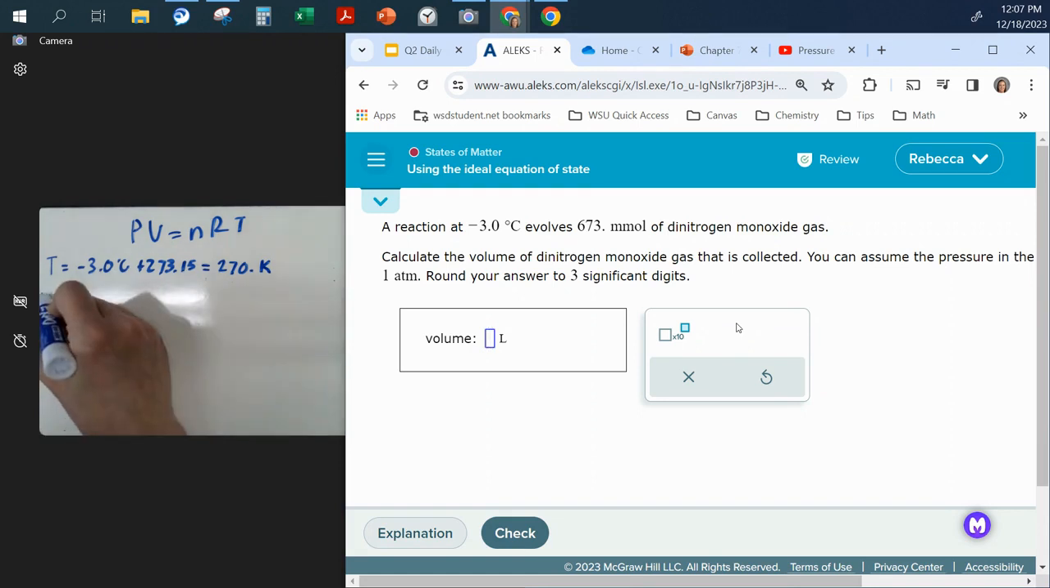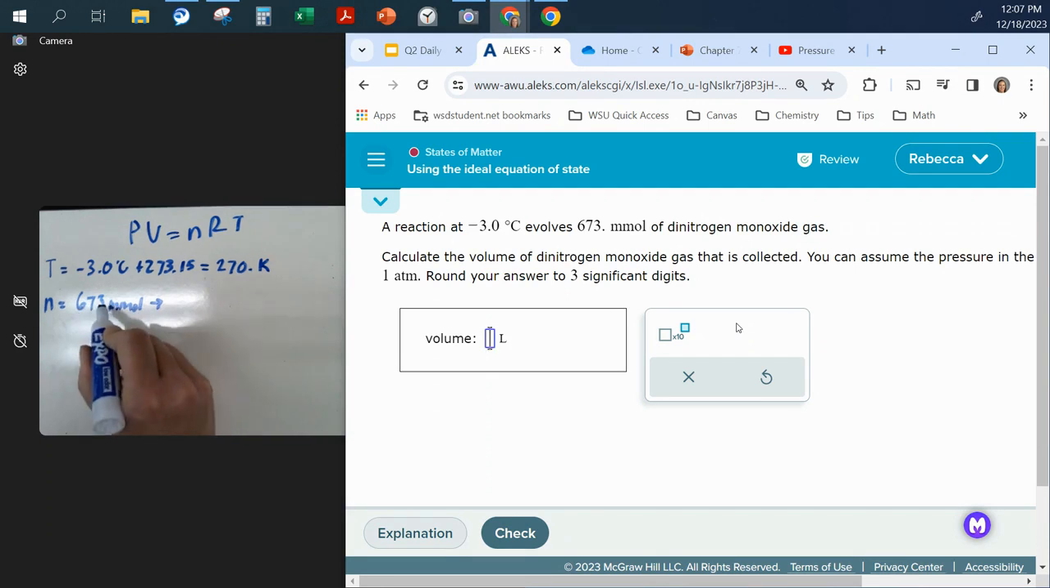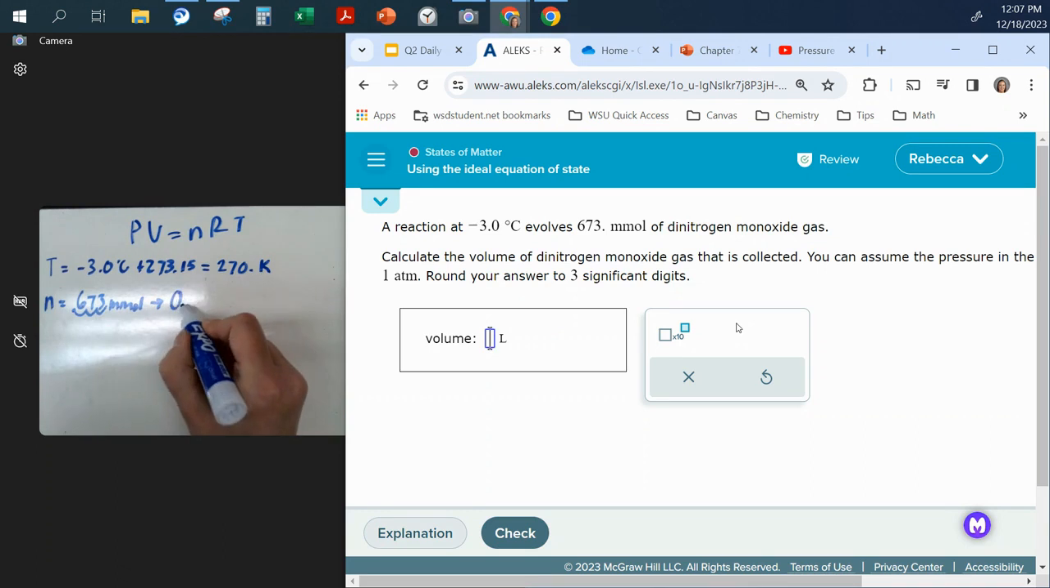Evolves, that's N. We just found N, 673 millimoles. But this is in millimoles. We would like that to be in just moles. So I'm going to convert that to just moles. I'm going to divide by 1,000, 0.673 moles. Are we okay so far? So same number in different units.